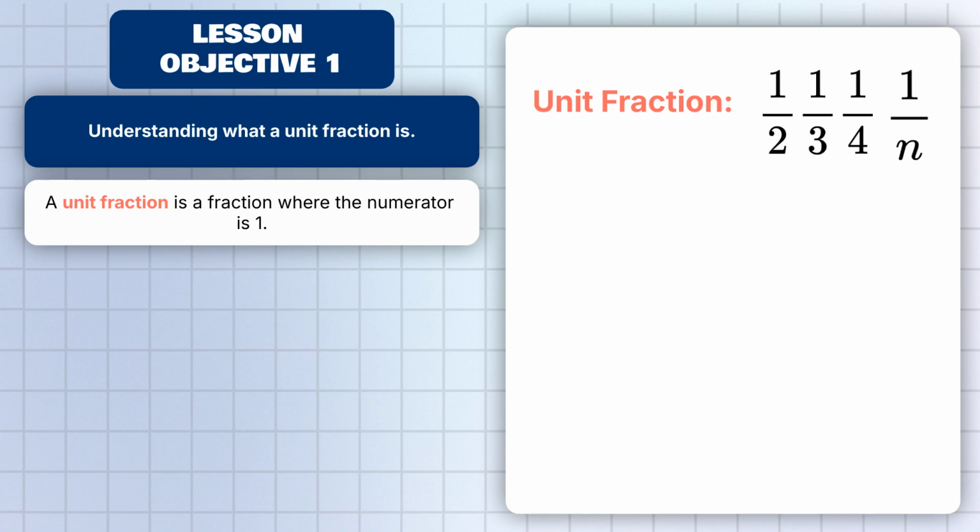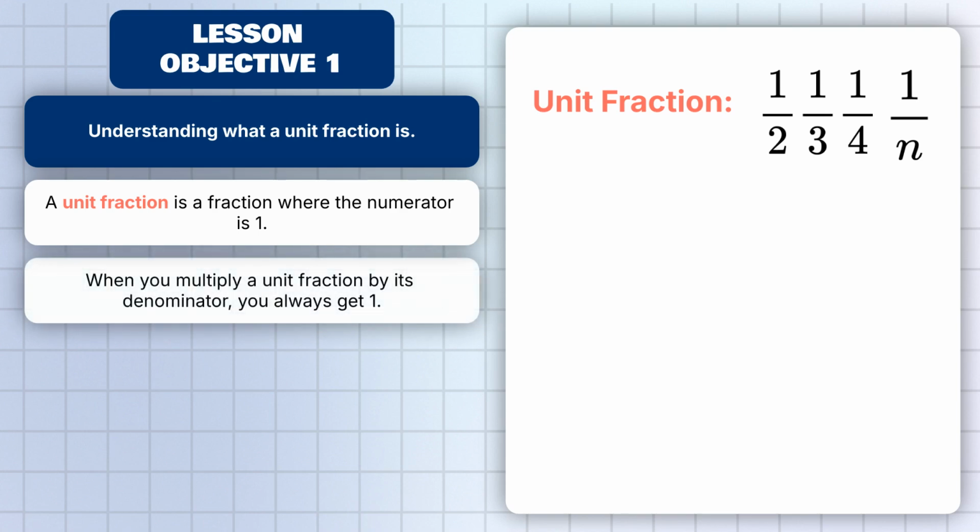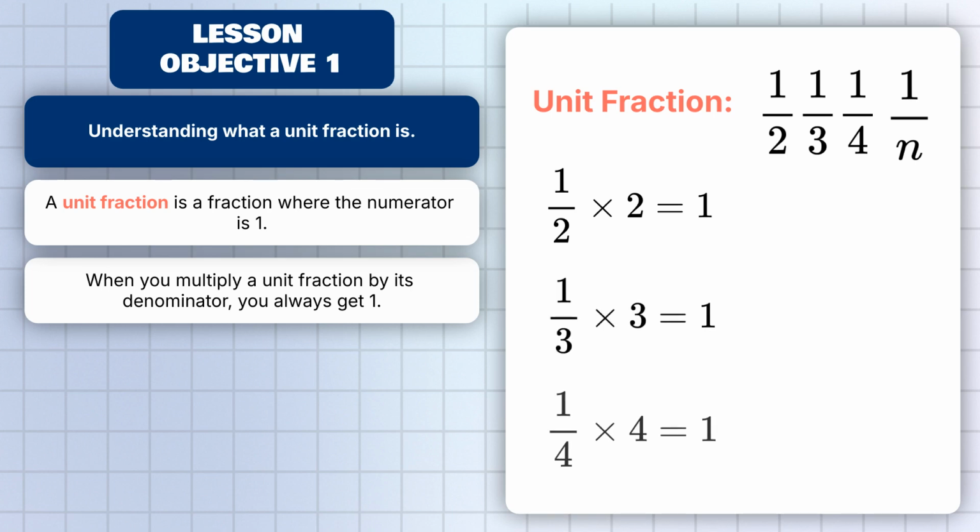One interesting property of unit fractions is that when you multiply a unit fraction by its denominator, you always get 1. For example, 1/2 times 2 equals 1. 1/3 times 3 equals 1. 1/4 times 4 equals 1. This is because any fraction multiplied by its denominator essentially cancels out the denominator, leaving the numerator, which in the case of a unit fraction is 1.